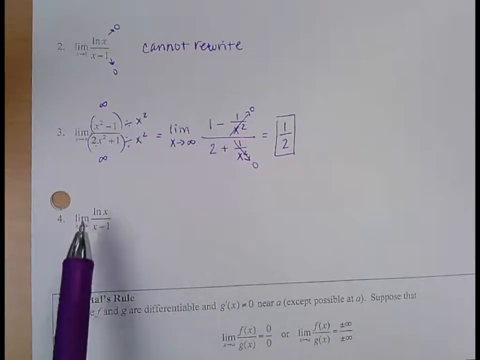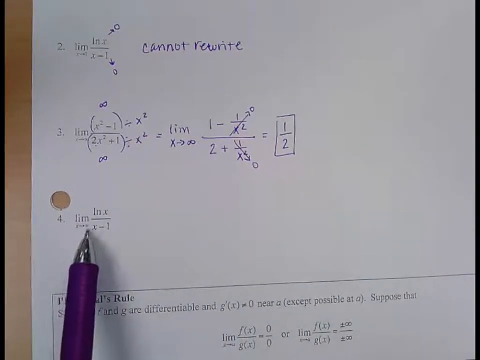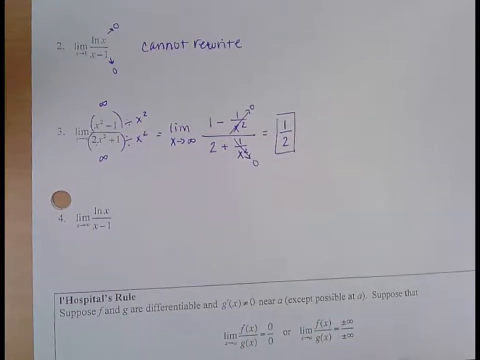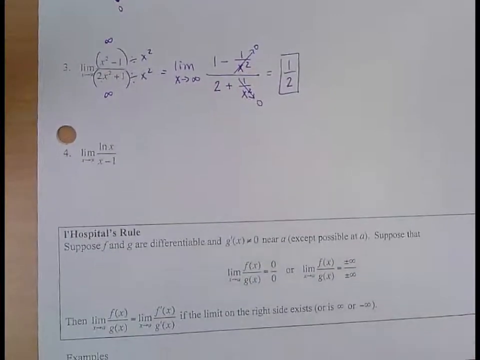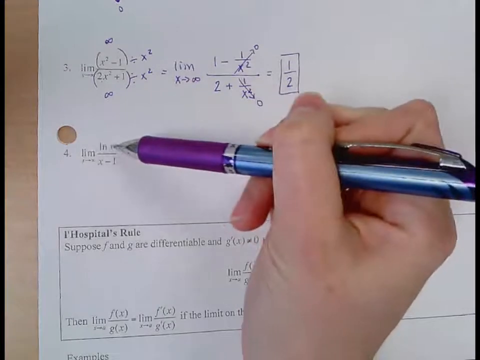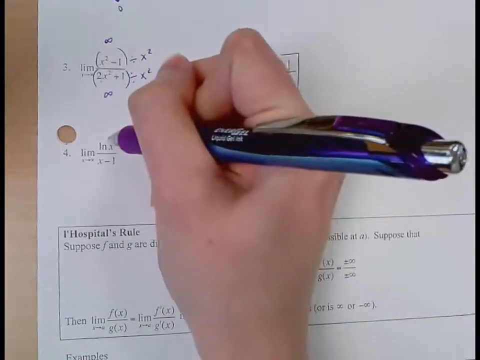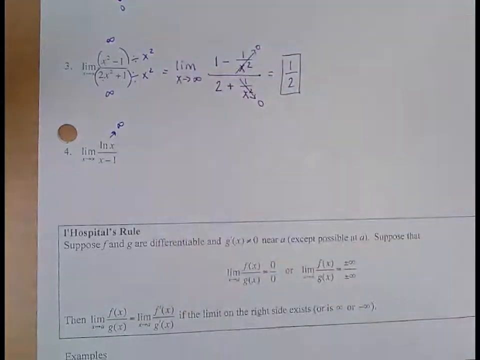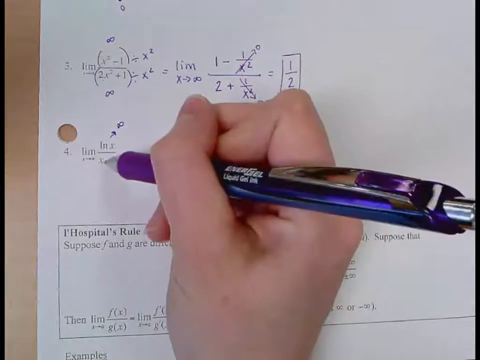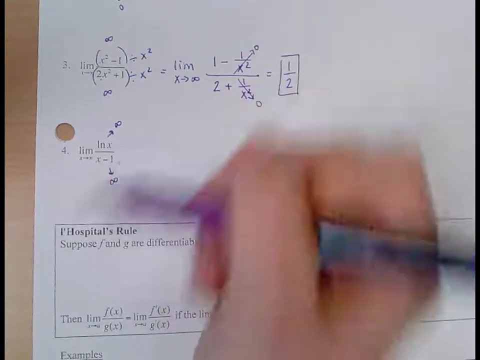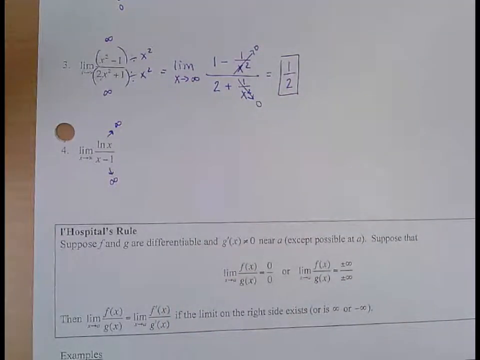So for number 4, if we have the limit as x approaches infinity of natural log of x over x minus 1, again, we can't substitute infinity in, but if we think of substituting in a very, very large number, what would natural log of x approach if x approaches infinity? Infinity, so natural log of x would become infinitely large. And then on the bottom, we would have a large number minus 1, which is still very large. So again, we have infinity over infinity.